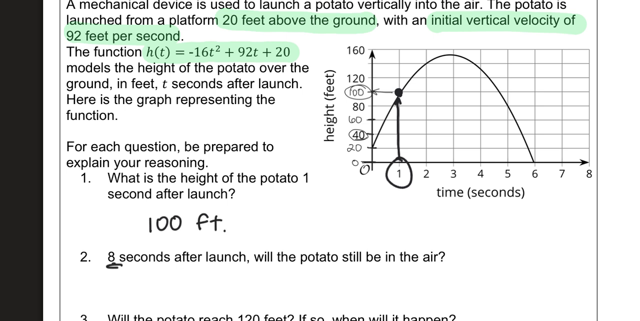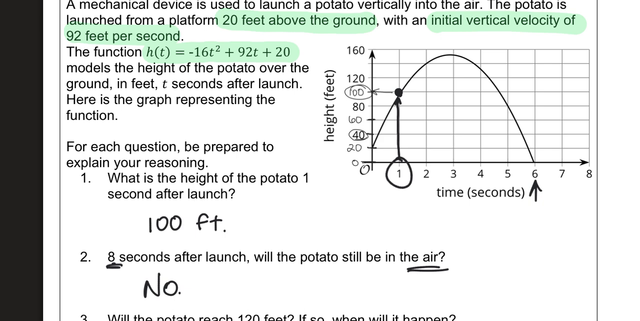Number 2, 8 seconds after the launch, will the potato still be in the air? If we follow this path, it starts at that 20 off the ground, goes up, comes back down, and this is at 6 seconds. And then 8 seconds is all the way over here. This bottom part here is representing the ground, so the potato can't go through the ground. So will the potato still be in the air? No, it will not, because this is the point when the potato hits the ground. So it is no longer in the air.